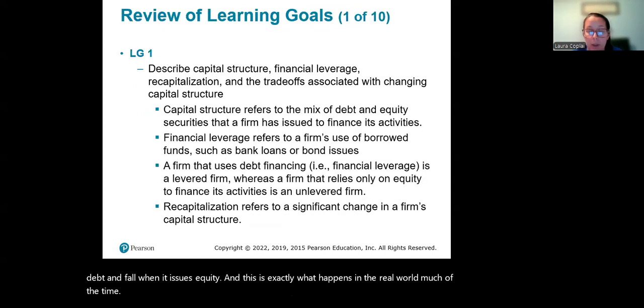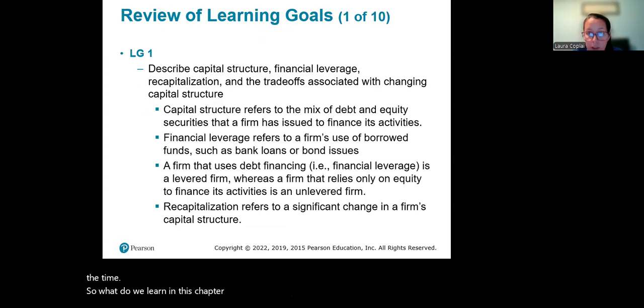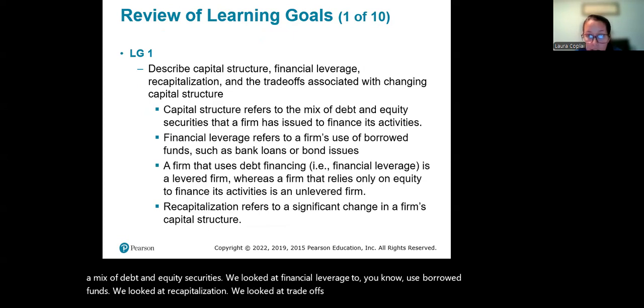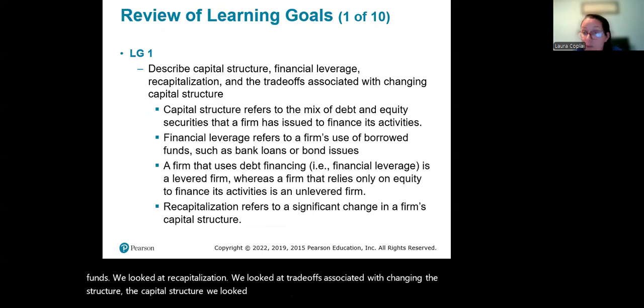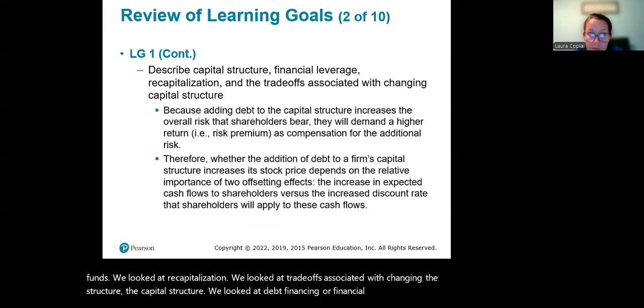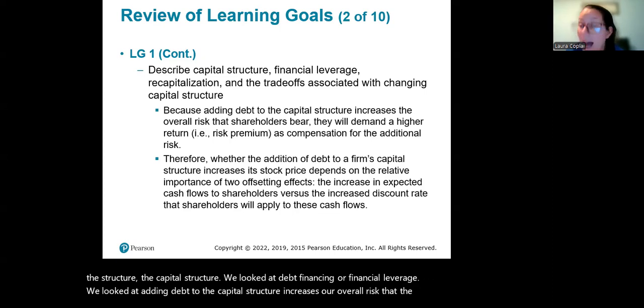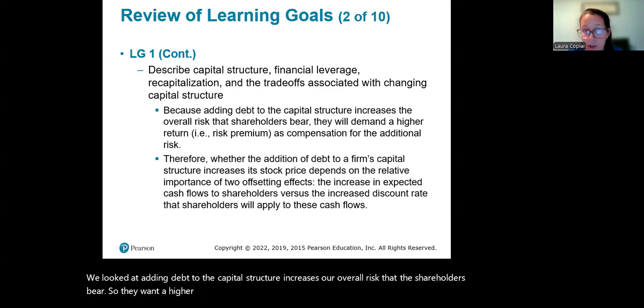So what did we learn in this chapter? We learned how to describe capital structure and how that's a mix of debt and equity securities. We looked at financial leverage, to use borrowed funds. We looked at recapitalization. We looked at trade-offs associated with changing the capital structure. We looked at debt financing or financial leverage. We looked at adding debt to the capital structure increases the overall risk that the shareholders bear, so they want a higher compensation for that additional risk.